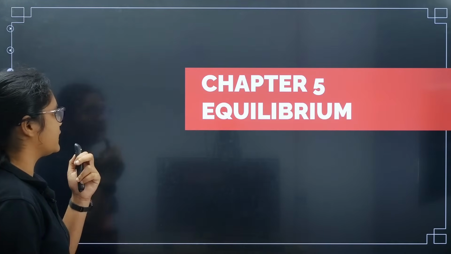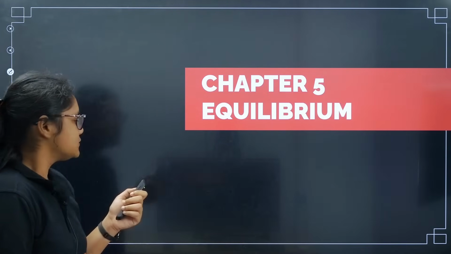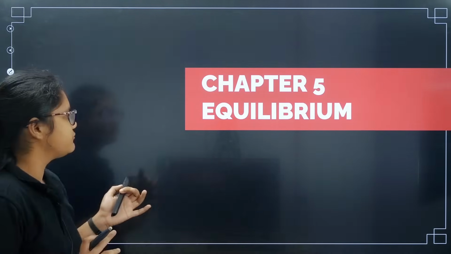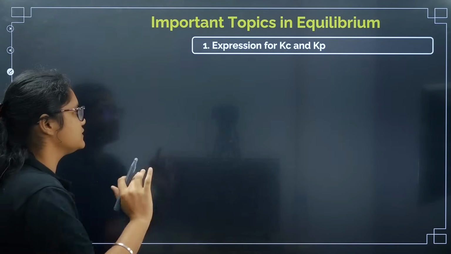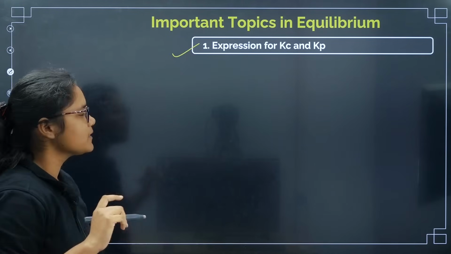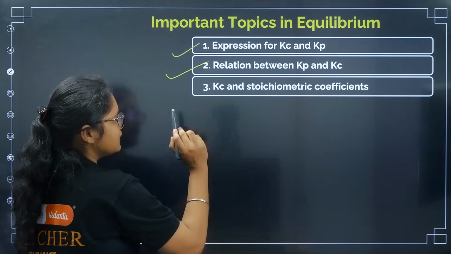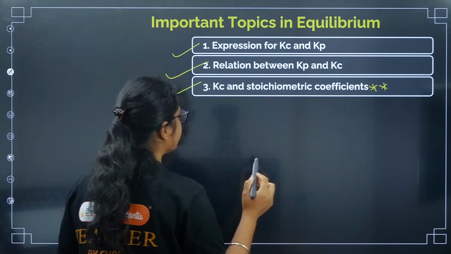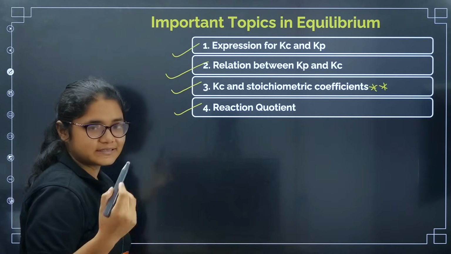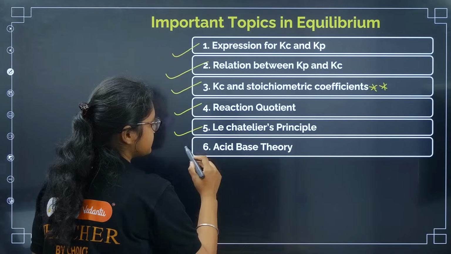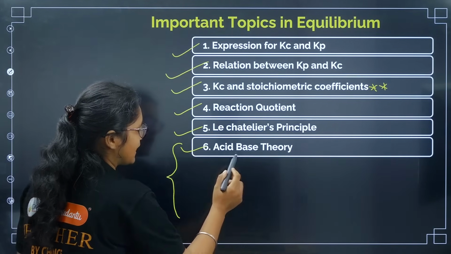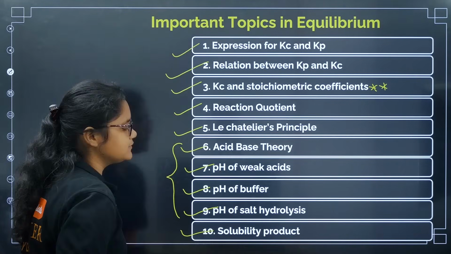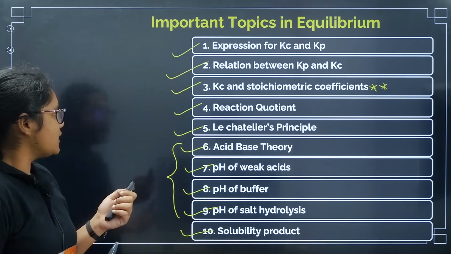Okay, now let us go to the next topic, that is equilibrium. In equilibrium we have two types, chemical equilibrium and ionic equilibrium. First we will see the topics under equilibrium. First is the expression for Kc and Kp, how to write. Second, the relation between Kp and Kc. Third, Kc and the stoichiometric coefficient. This is also an important topic. Next you have reaction quotient and its application. Next we have Le Chatelier principle, then ionic equilibrium will start: acid base theory, pH of weak acid, pH of buffer, pH of salt hydrolysis, and then solubility product. Okay, so let us start with this.